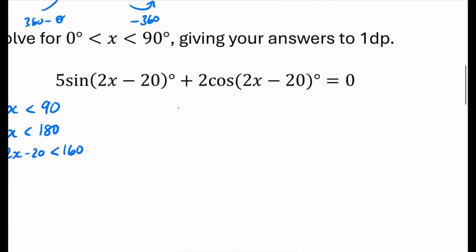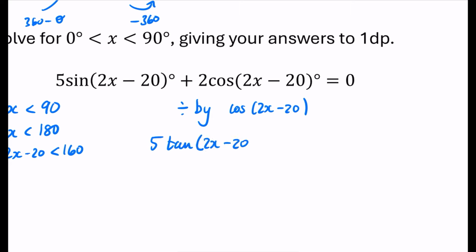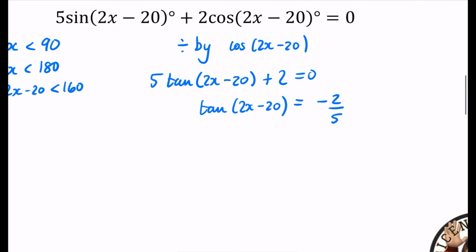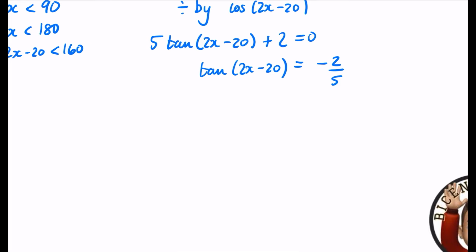So what I'm going to do is divide by the cos of 2x minus 20. That will leave me with, when this bit gets divided by cos of 2x minus 20, 5 tan of 2x minus 20. When this thing gets divided by cos of 2x minus 20, you just get left with a plus 2, and that is equal to 0. Now I'm going to make the tan of 2x minus 20 the subject. You'll notice I'm not putting degrees everywhere. It's not really important. When I make it the subject, I will subtract the 2, and I will also divide by the 5. So I've got that tan of 2x minus 20 is equal to minus 2/5.